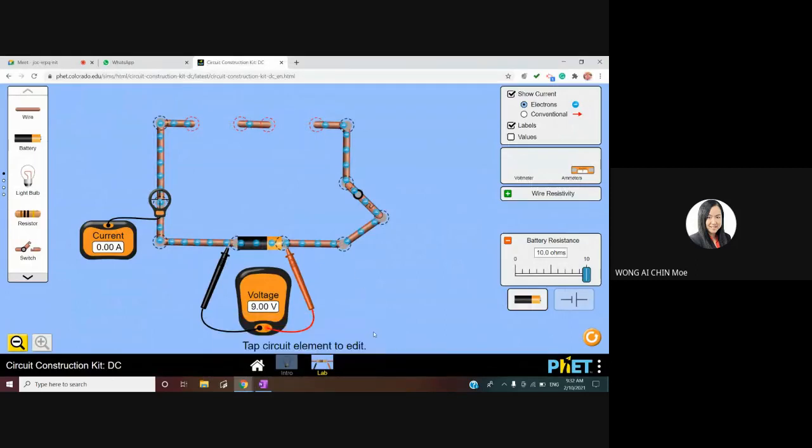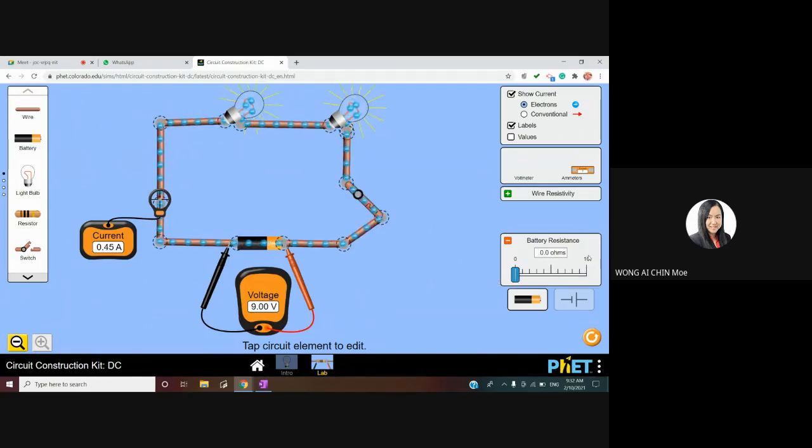Actually, a light bulb and a resistor are similar. I connect the light bulb so that you can see the brightness of the light bulb. If there is no internal resistor, the light bulb is brighter. If I increase the internal resistor, the potential difference across the external circuit becomes less.